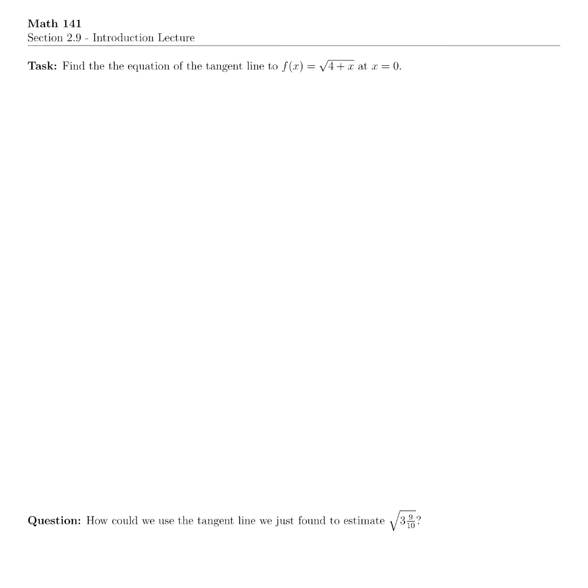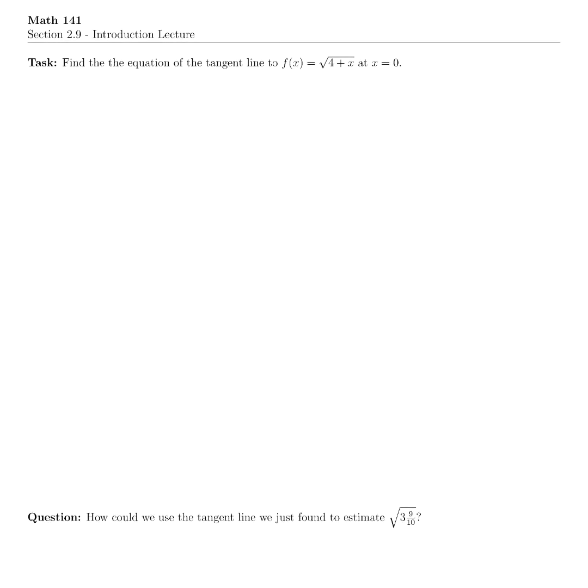Here's the introduction to section 2.9. We're going to learn how we can use tangent lines and equations of tangent lines to learn more about some functions. So we're going to start here by finding the equation of the tangent line to the square root of 4 plus x at x equals 0. To do that, we need to find a point and a slope.